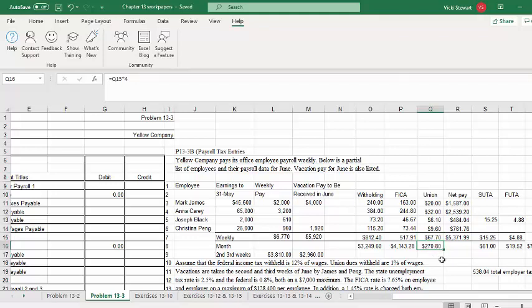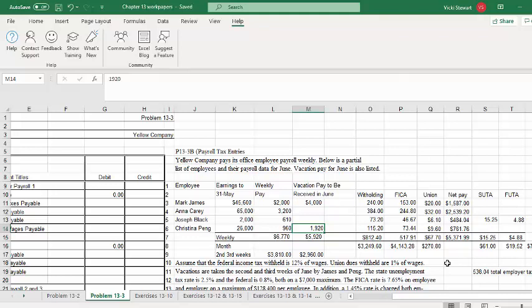The next thing the problem states is that vacations are taken the second and third week of June by James and Ping, and we will see when we get to the entries for the second and third week that for James and Ping we will be debiting a liability account instead of an expense account, because remember that vacation pay is expensed or recorded in the period that it is earned, and so when the employee takes it, we debit a liability instead of an expense account, and we'll see how that works when we record those entries.